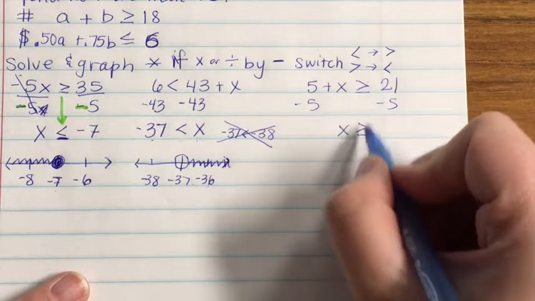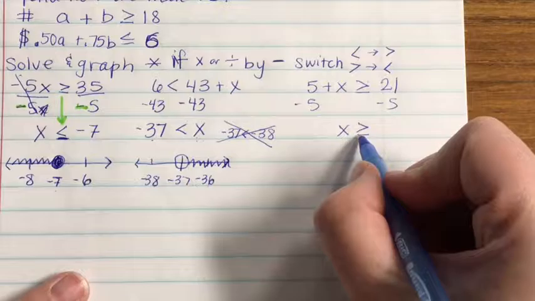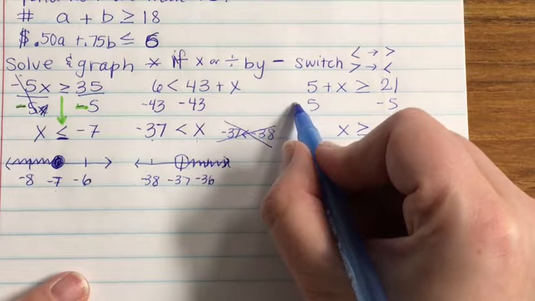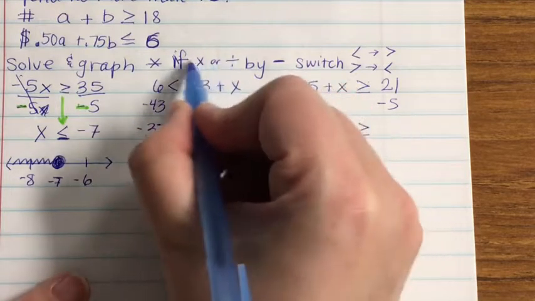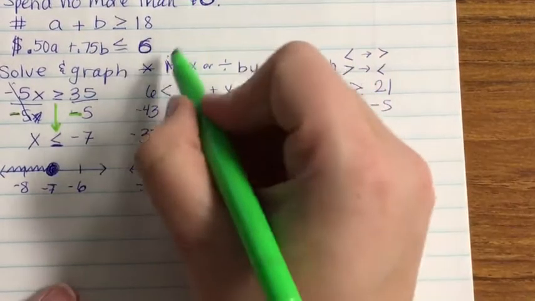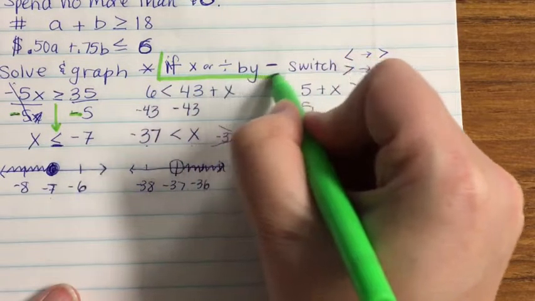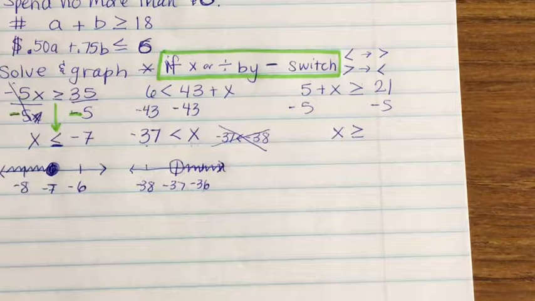Actually, did I have to switch the sign? No, we didn't. Why did we not have to? Because you're not dividing. You only subtracted. So that only happens if you're multiplying or dividing and only if it's a negative. Only if you multiply or divide by a negative do you switch. We didn't on this one, but we are going to in the future here.